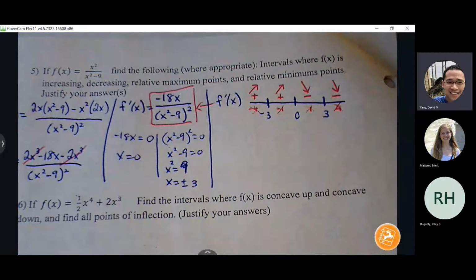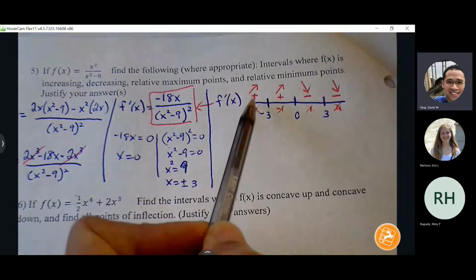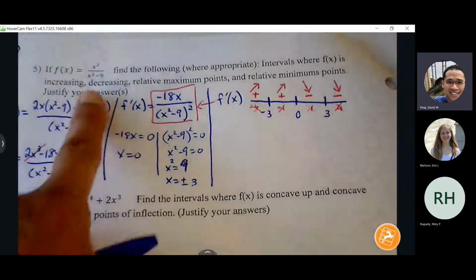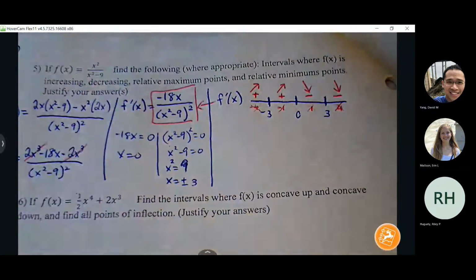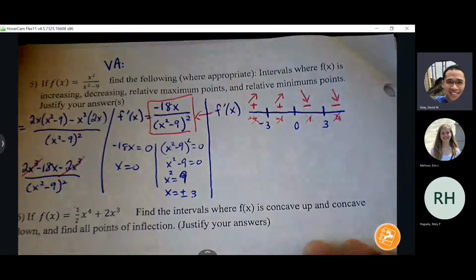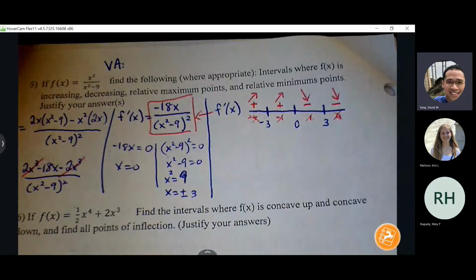But now we can clearly see where the increases and decreases are. Make sure that you don't try to merge these together. Okay, there's actually vertical asymptotes at 3 and -3. So I think the safest thing to do is don't try to merge any intervals, even though it looks like they could. Just always keep them separated.